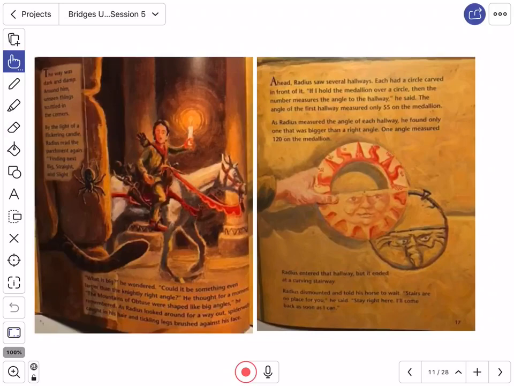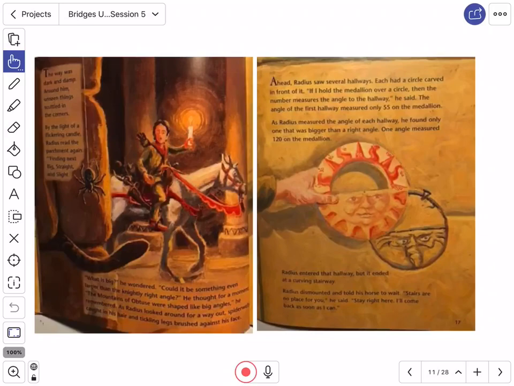The way was dark and damp. Around him unseen things settled in the corners, and by the light of the flickering candle, Radius read the parchment again: "finding next big, straight, and slight." "What is big?" he wondered. Could it be something even larger than the nightly right angle? He thought for a moment. The mountains of Obtuse were shaped like big angles, he remembered. As Radius looked around for a way out, spiderwebs caught in his hair and tickling legs brushed against his face. Ahead, Radius saw several hallways. Each had a circle carved in front of it. "If I hold the medallion over a circle, then the number measures the angle to the hallway," he said.